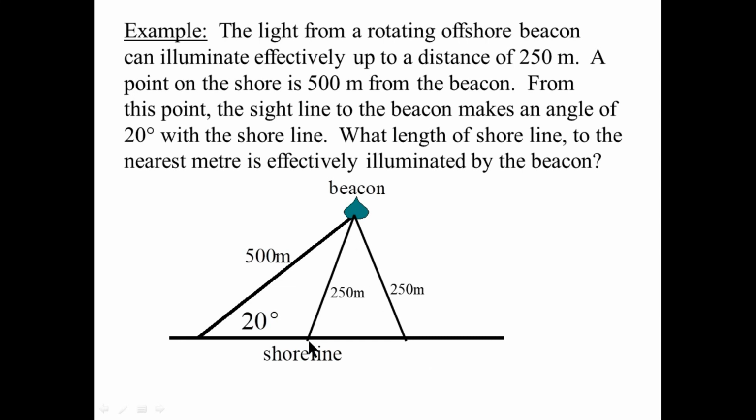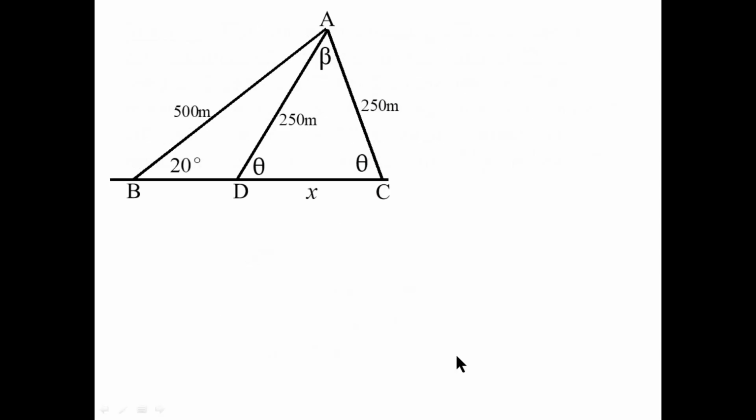I see an isosceles triangle here. And this distance between these 2 points along the shoreline, this distance x, is the answer to the question, what length of shoreline to the nearest meter is effectively illuminated by the beacon? So the question has boiled down to, given the diagram, find x in meters. I've transferred it all, brought it all forward, and I labeled the vertices A, B, D, and C.